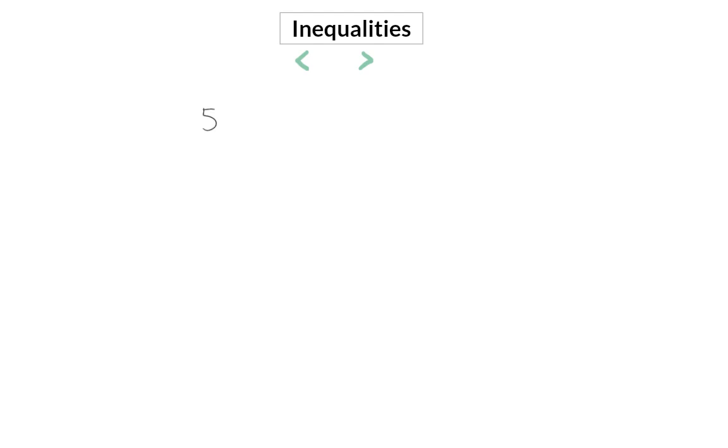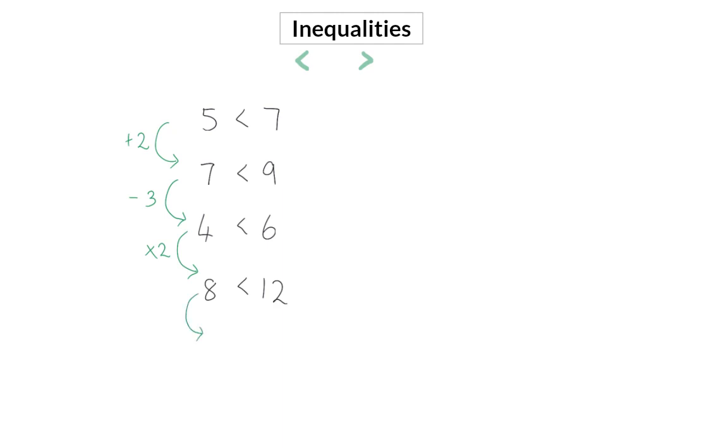Let's have a look at the statement 5 is smaller than 7. This is true. If I now add 2 on both sides of this inequality, I will have 7 is smaller than 9, which is still true. Or I can subtract, let's say, 3 on both sides, and then I will have 4 is smaller than 6, and this is also still true. Even when I multiply by 2, I will have 8 is smaller than 12, and this is also true.